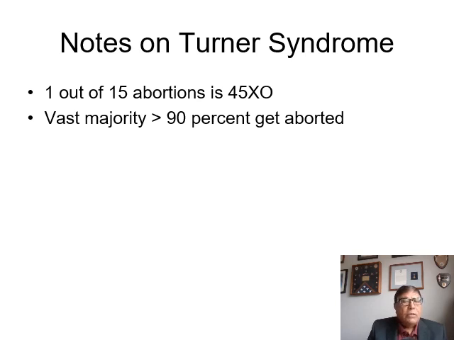If you go back to the history, this is mother's second pregnancy, and the first pregnancy ended in abortion, miscarriage. Could it be that the baby was also Turner syndrome? So that's the important question that needs to be kept in your mind.